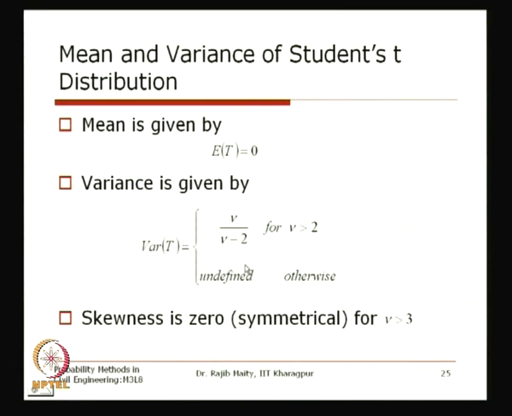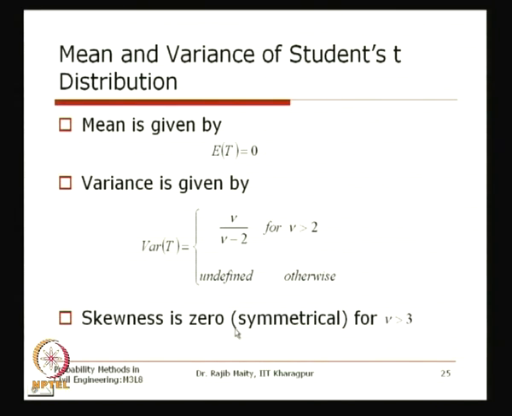So as nu increases, the variance is related to it, and when nu is greater than 2 we have a positive variance. Obviously the variance is always positive. That is why, for nu less than 2, the variance of the student T distribution is undefined.